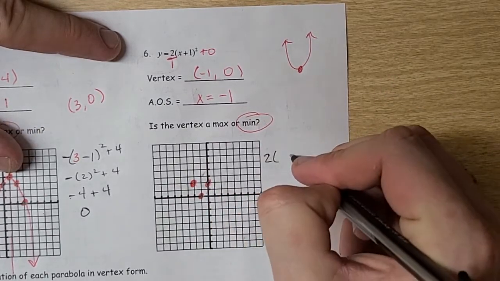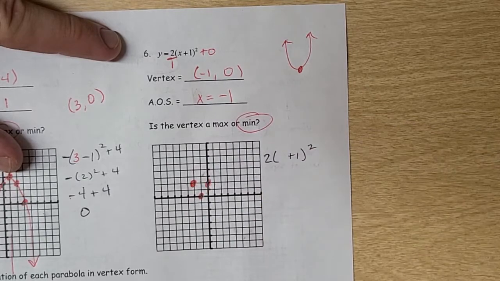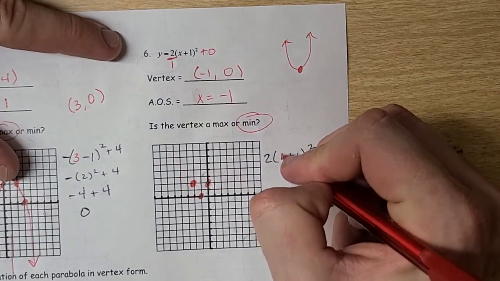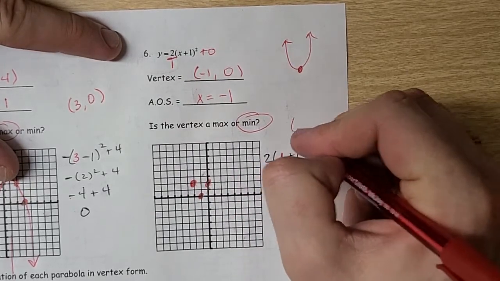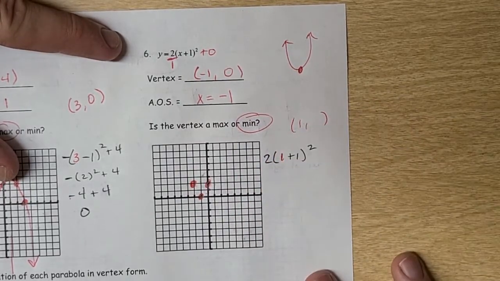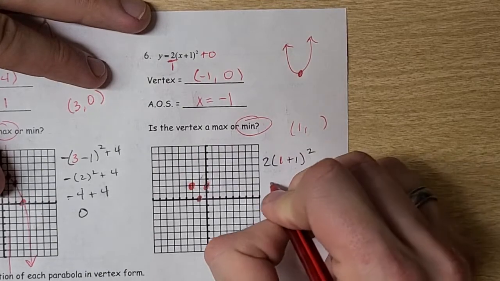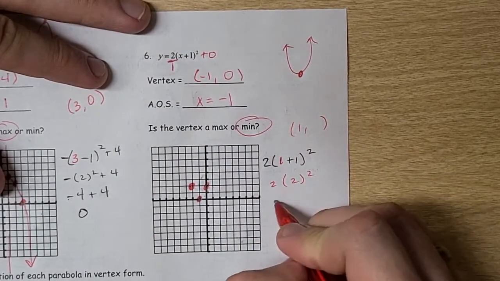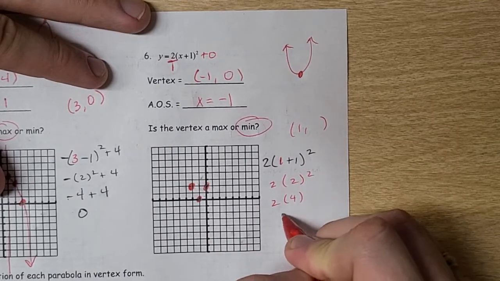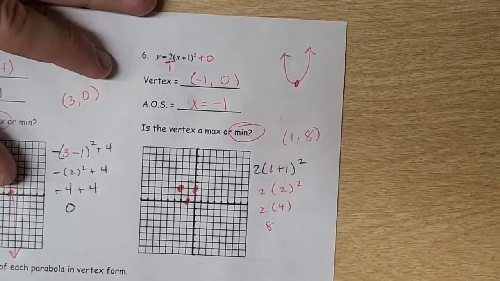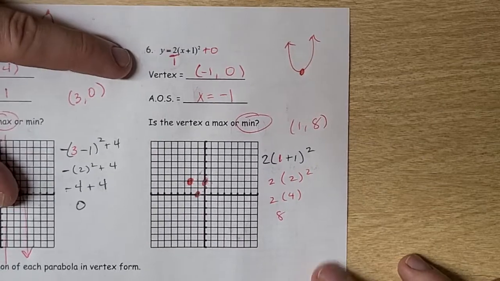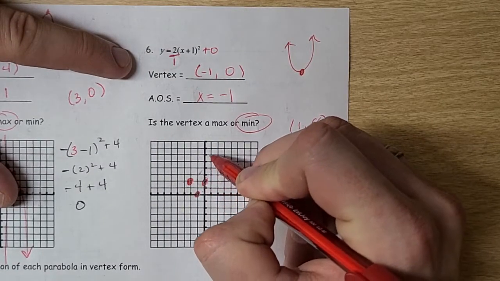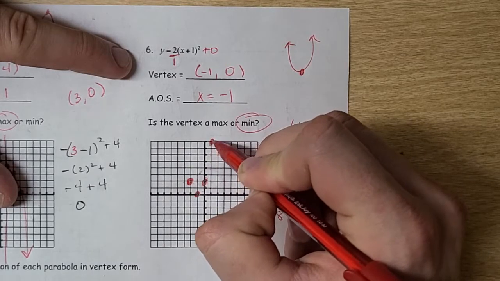So 2 times (x plus 1) squared. You don't need the plus 0 anymore, although you can put it. And then we're plugging in 1, so I can see what y value I get. So 2 times (1 plus 1) is 2 squared. 2 squared is 4, and 2 times 4 is 8. So that is 1 comma 8. So 1 comma 1, 2, 3, 4, 5, 6, 7, 8, all the way at the top there.